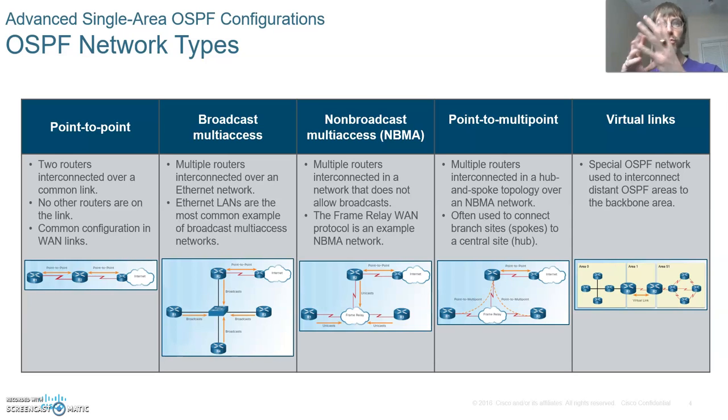The other option, which we're going to start playing with now, is our broadcast multi-access network. Essentially, using an Ethernet LAN, an Ethernet segment to tie routers to each other. They're not point-to-point with each other, but they're cooperating through a switch. Now, you wouldn't initially think, why would we do this?